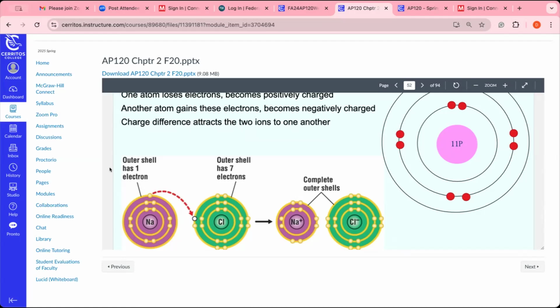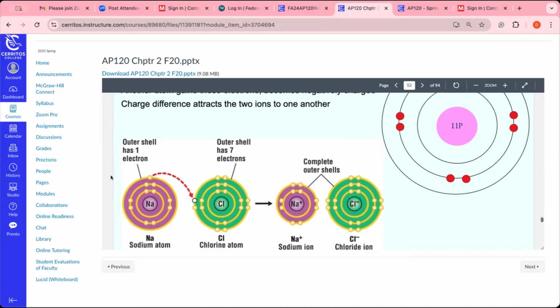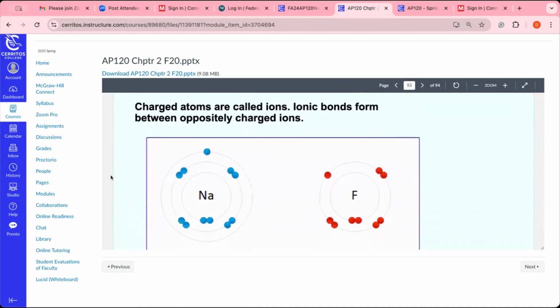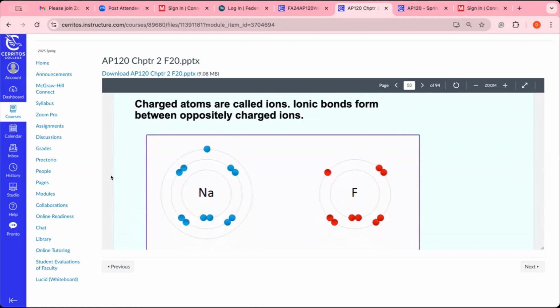You see, we have 2 shells here instead of 3. And the outer chlorine shell is going to now be stable because it's going to have its 8 electrons, so it'll be slightly negative, and we get a very stable sodium molecule as a result of it. Okay. Charged atoms are typically called ions. Ionic bonds form between oppositely charged ions.